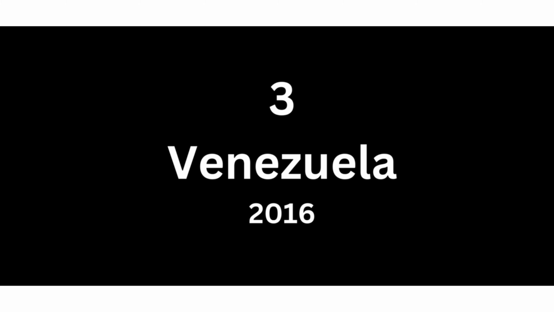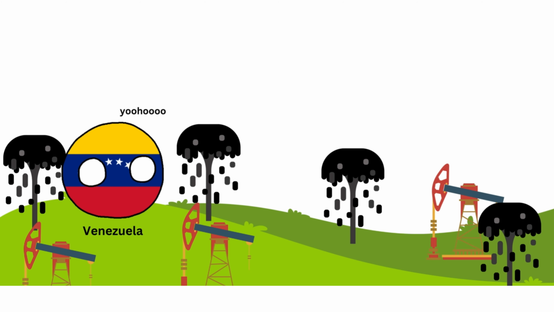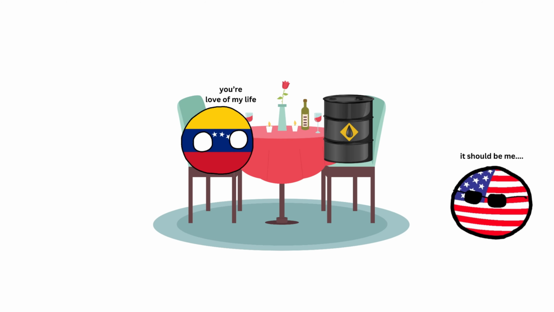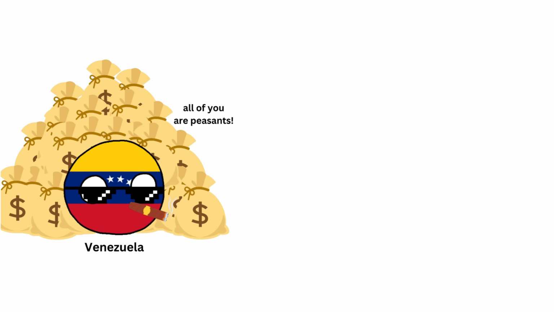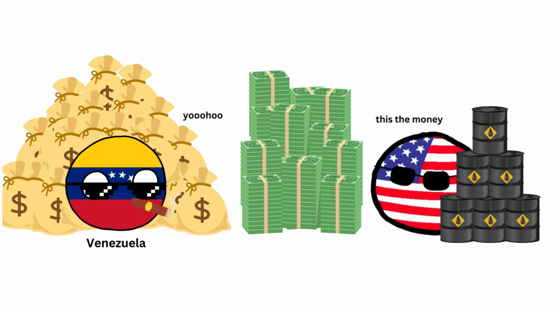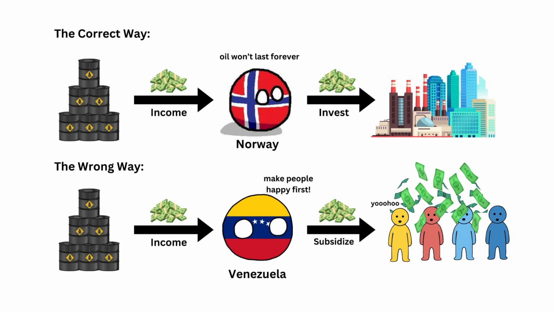Country example 3, Venezuela, 2016. Venezuela has the largest oil reserves in the world, even more than Saudi Arabia. As a wealthy oil country, Venezuela became heavily dependent on oil. Before 2008, when oil prices were high, Venezuela was a rich country, selling lots of oil and making tons of money. However, instead of using this money to develop their industries and economy, Venezuela provided a lot of subsidies to the people.